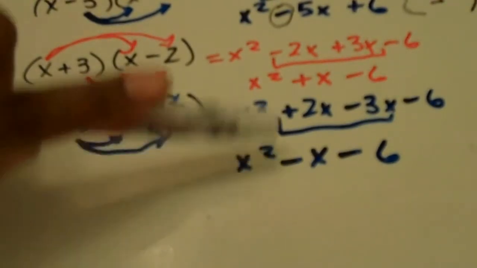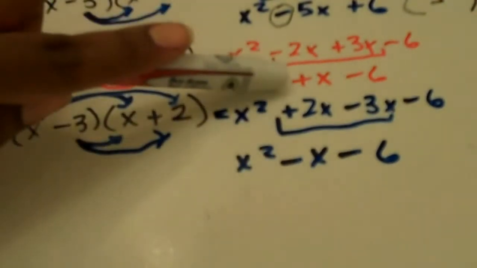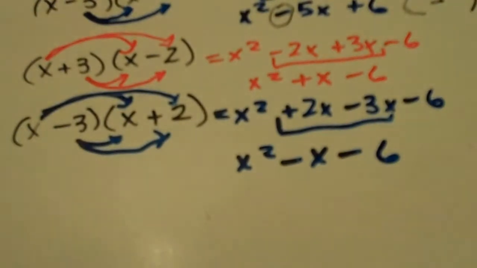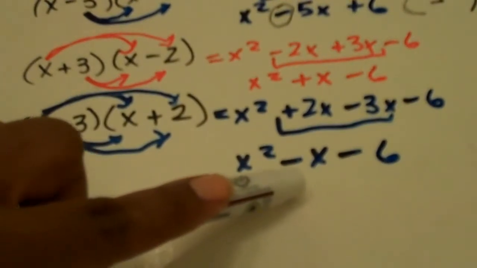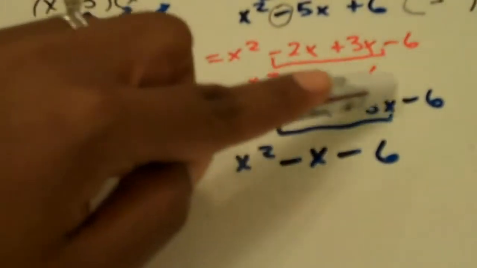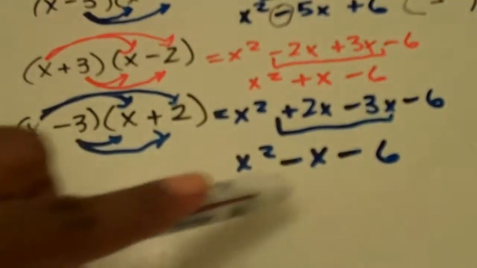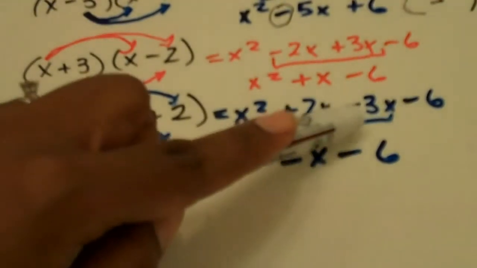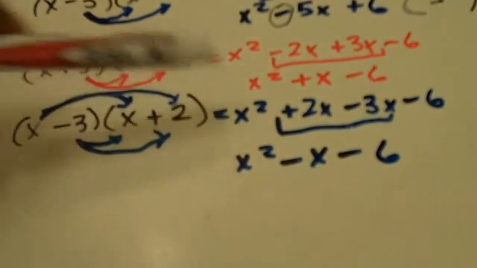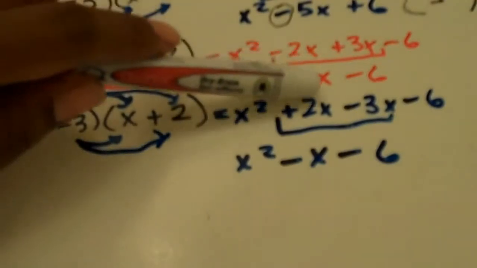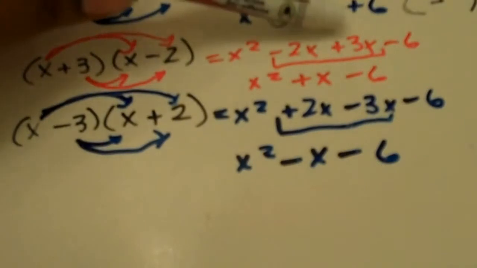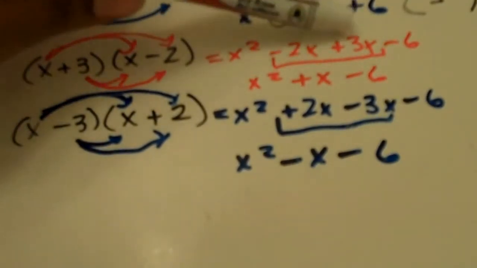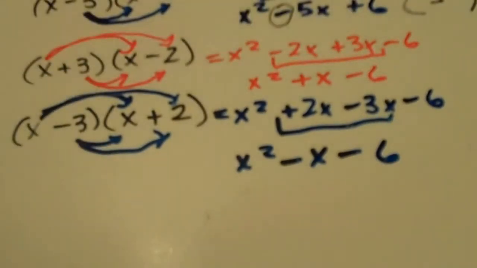Looking at the middle term will give us a clue as to which one is going to be negative and which one is going to be positive. Here we have a negative x, which means that the larger middle term has to be negative because it's a negative x, so the 3 is a negative number. Here we have a positive x, which means that the larger term is positive. Here, between the 3 and the 2, the 3 is the larger term and the 3 is positive.